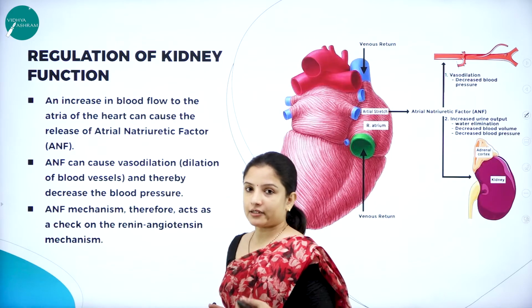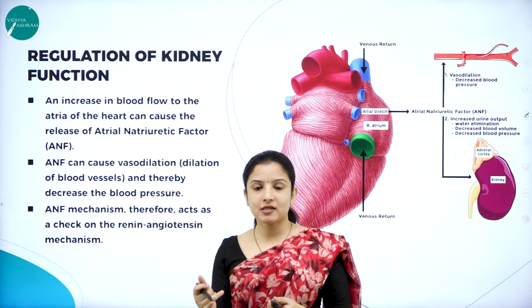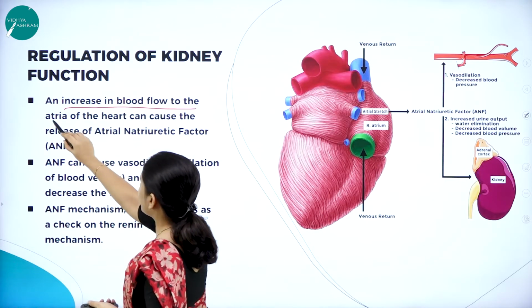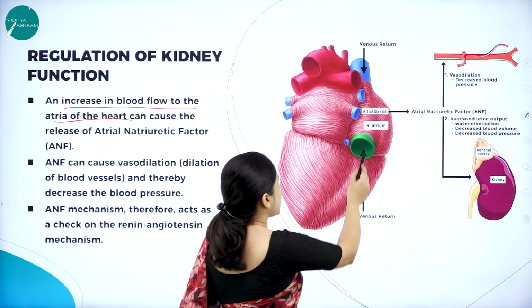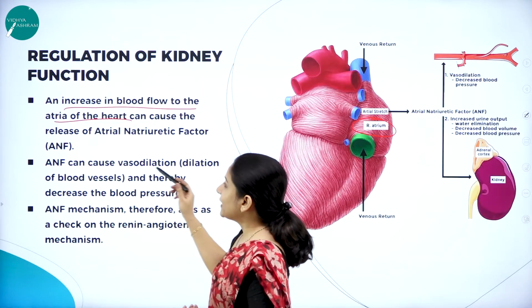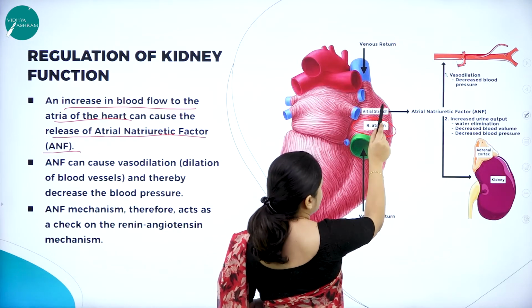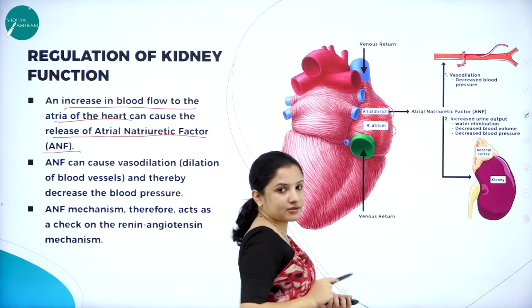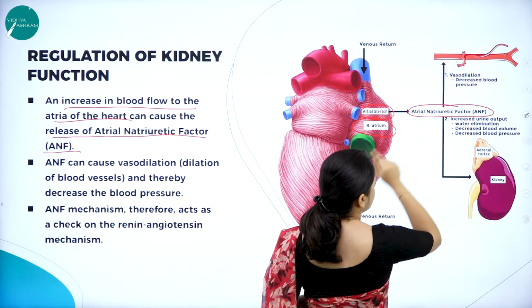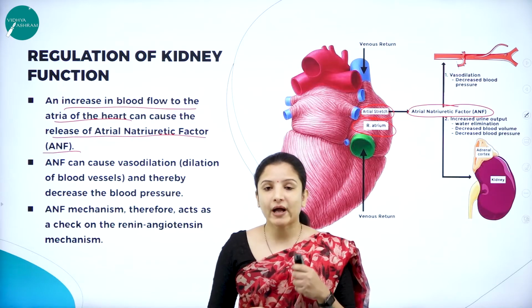So next, moving on to the heart. I told you the heart also plays a very important role to some extent in the regulation of the functioning of the kidney. An increase in the blood flow to the atria of the heart, that is to the right atrium, causes the stretching of the atrial muscles and therefore the release of atrial natriuretic factor, and this atrial natriuretic factor is also a vasodilator.